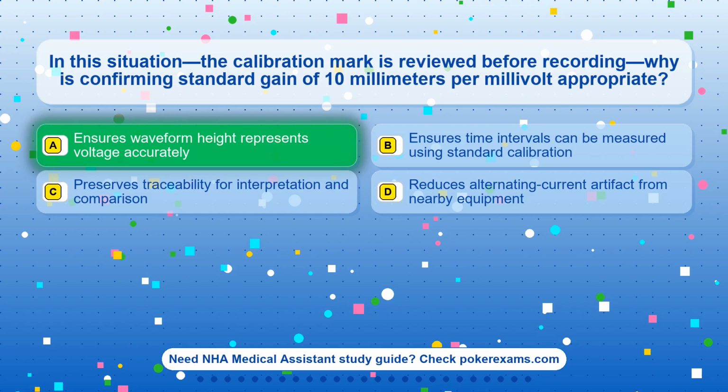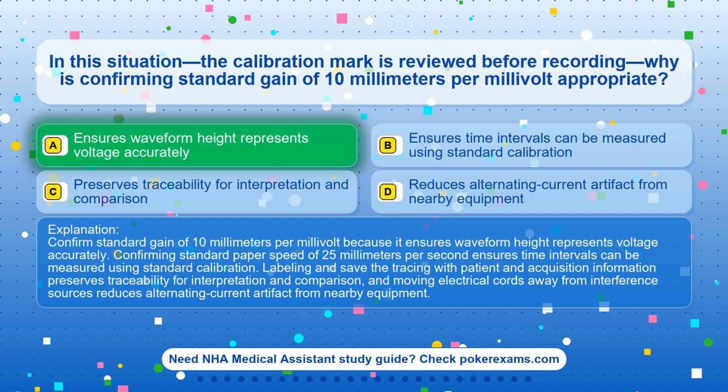The correct answer is option A. Ensures waveform height represents voltage accurately. Confirm standard gain of 10 mm per millivolt because it ensures waveform height represents voltage accurately. Confirming standard paper speed of 25 mm per second ensures time intervals can be measured using standard calibration. Labeling and saving the tracing with patient and acquisition information preserves traceability for interpretation and comparison, and moving electrical cords away from interference sources reduces alternating current artifact from nearby equipment.